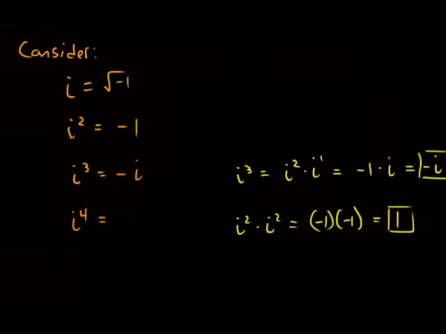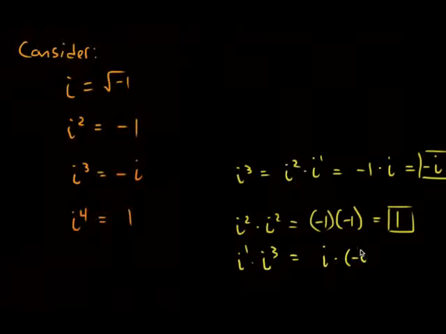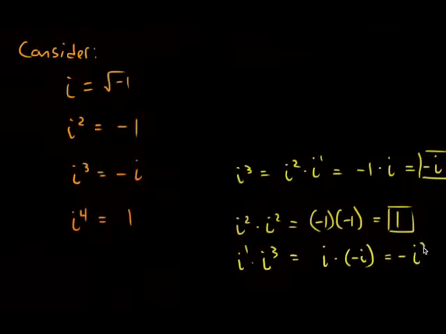Interesting. So that is +1. Let's say I tried it another way. What if I wanted to do i times i cubed? Because that also would equal i to the fourth. i is the same as i cubed, which is the same as -i, according to this, right? Bam. And that would equal -i squared.